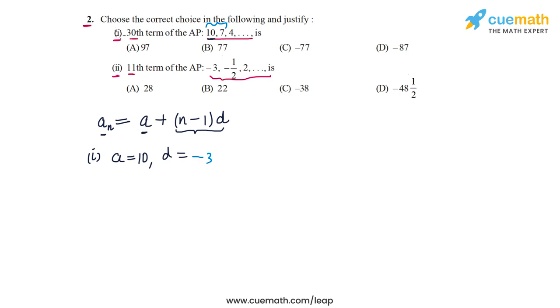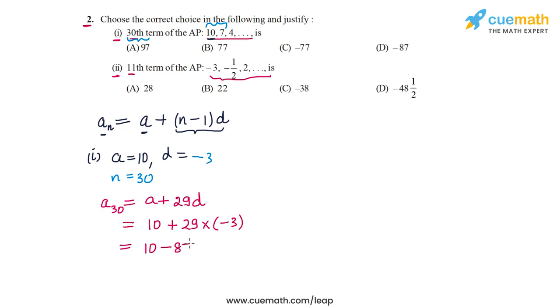And now we have to find the 30th term. So n is equal to 30. Now we can find a_30, the 30th term. So this will be equal to a plus (n minus 1) d. 30 minus 1 is 29, so a plus 29d. a is equal to 10, and then we have 29 into -3. 29 into -3 is -87. So we get 10 minus 87, and this gives us -77. So the 30th term of the first AP is -77, which is option C.